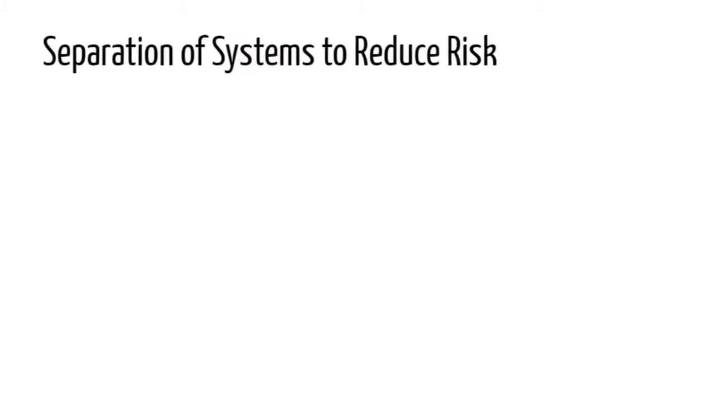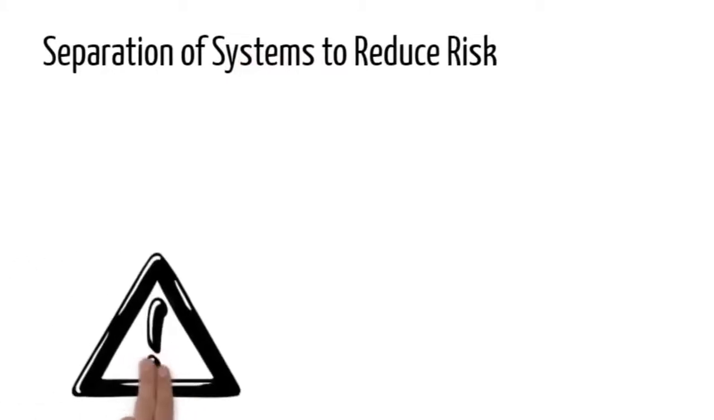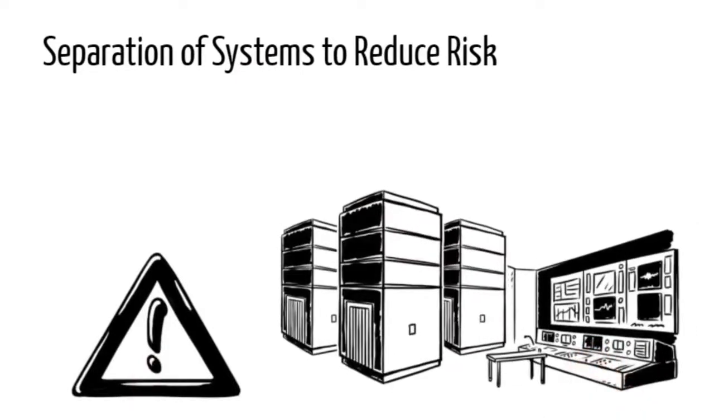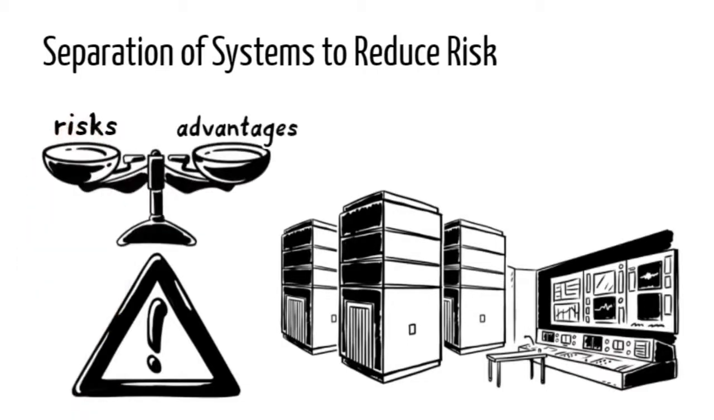Separation of systems to reduce risk. A simple, yet very effective, way to manage risk and provide assurances is to keep systems separate. Although there are advantages to joined-up systems that share data, they are not always necessary. In some cases it may be decided that the risks outweigh the advantages and it should not be done.